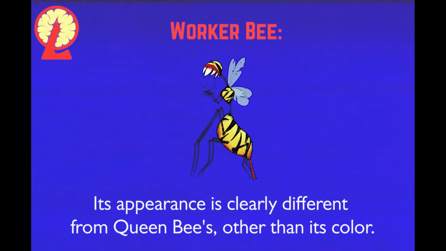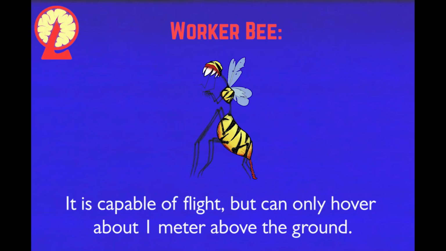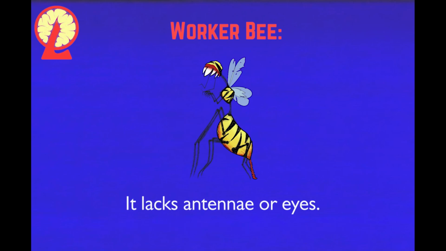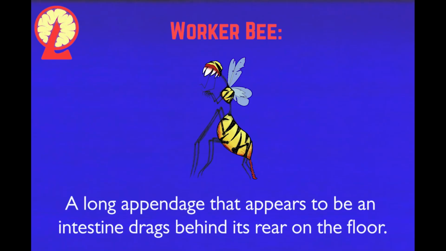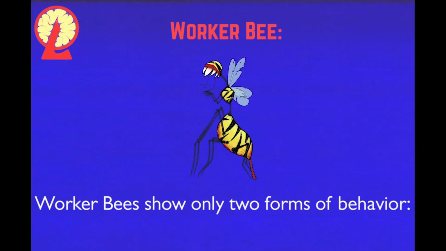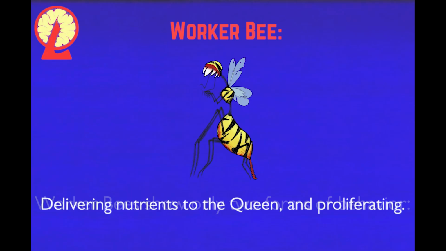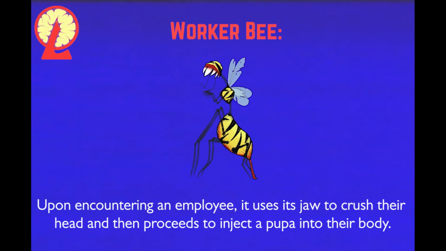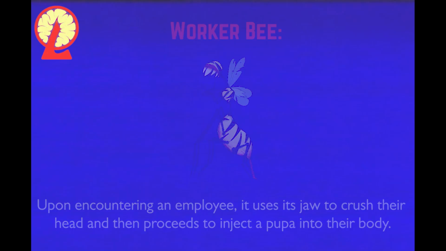Its appearance is clearly different from queen bees other than its color. It is capable of flight, but can only hover about 1 meter above the ground. It lacks antennae or eyes. A long appendage that appears to be an intestine drags behind its rear on the floor. Worker bees show only 2 forms of behavior: delivering nutrients to the queen and proliferating. Upon encountering an employee, it uses its jaw to crush their head, and then proceeds to inject a pupa into their body. This will conclude the briefing on the abnormality.